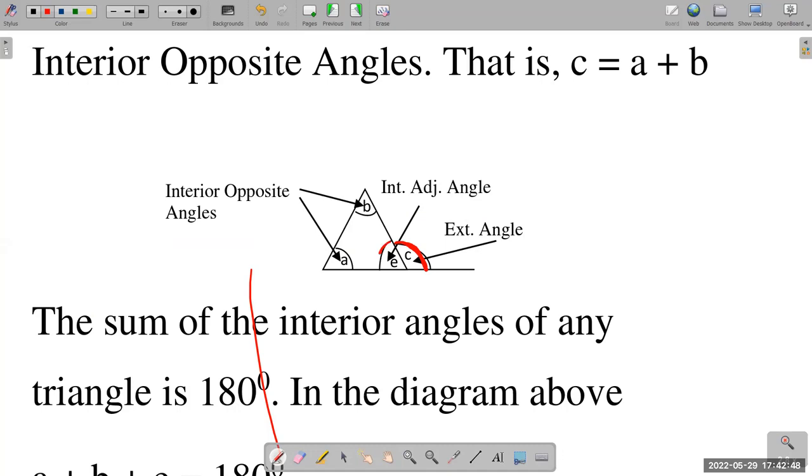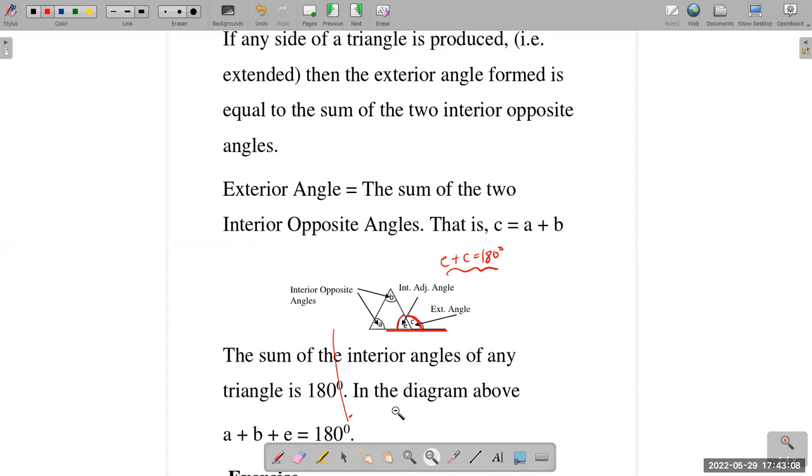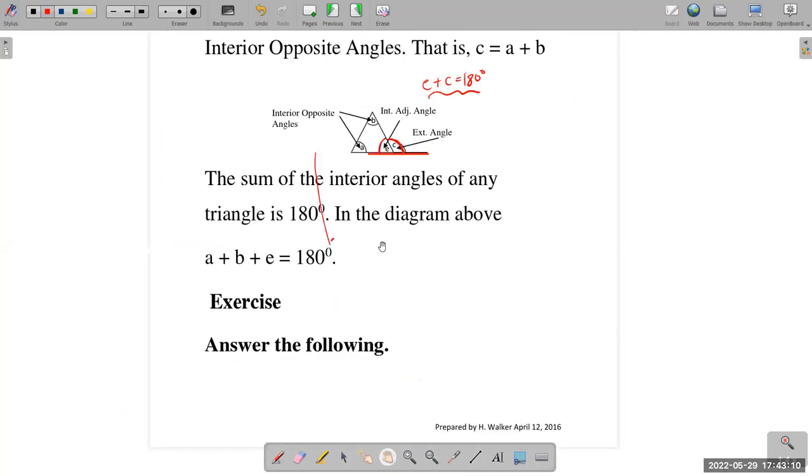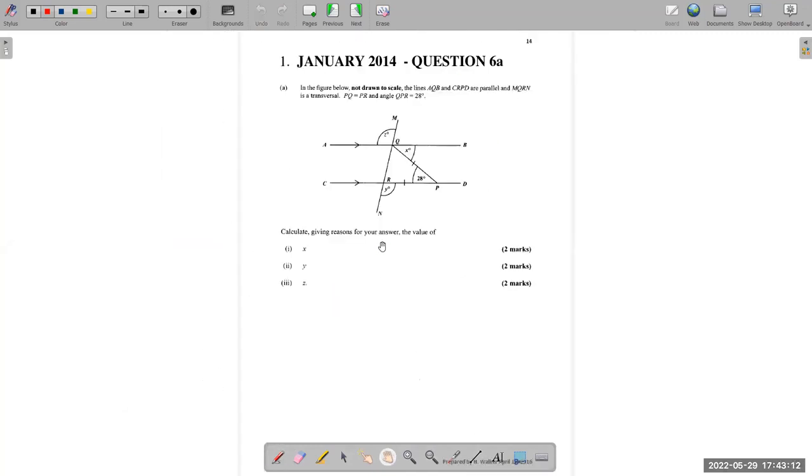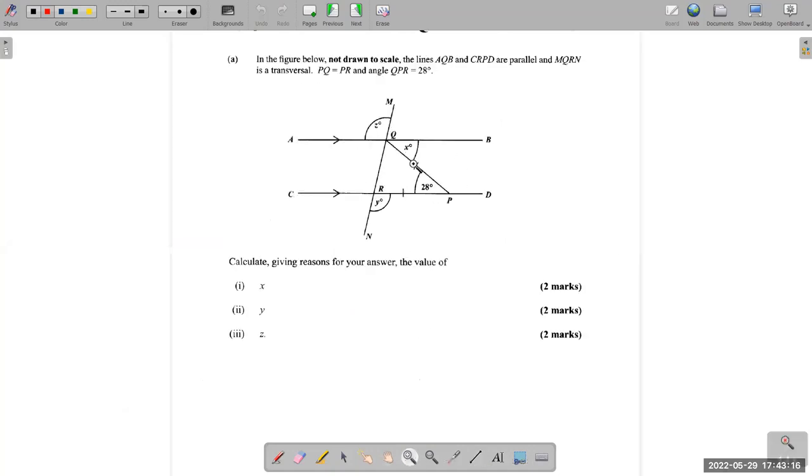And then you have your internal angle. What do you realize about these two angles? Aren't they supplementary? So we need to remember this, that E plus C is equal to 180 degrees. That's how you find an external angle or internal angle. Everybody with me? All of this is revision. So let's just do a quick practice with this question together.